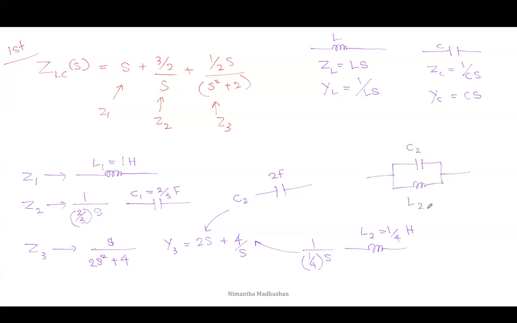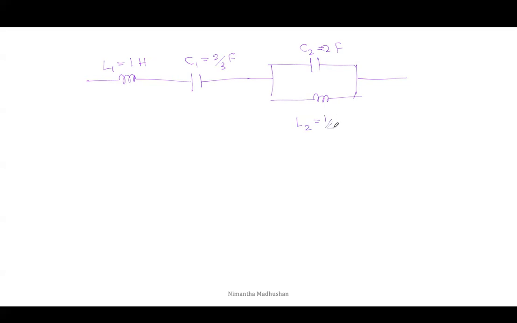C2 and L2, these are connected in series. Then the final circuit we can draw. The first element is an inductor, L1 is 1 Henry. The second element is a capacitor, C1 is 2/3 Farad. And the third one is a parallel-connected capacitor and inductor. C2 is 2 Farad. L2 is 1/4 Henry.